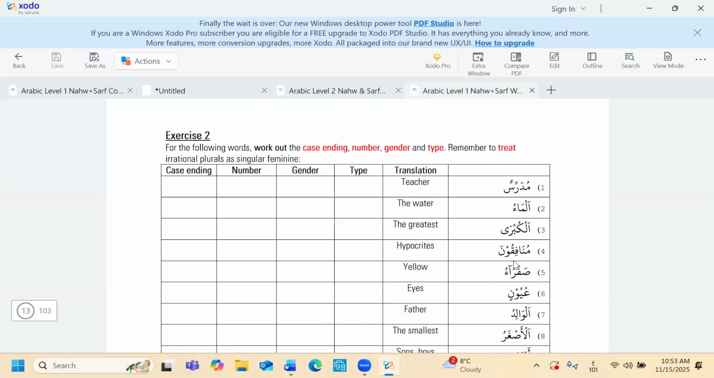So number 1, mudarrisun. Is it rafa, is it nasb, or is it jar? And if you want, you can write the reasoning or just note the reasoning somewhere. So mudarrisun has a rafa ending. Rafa, yeah. And the number? Singular. Gender? Masculine. And type? Is it definite or is it indefinite? Indefinite. Yeah, there's no reason to make it definite. So that's your number 1 done.